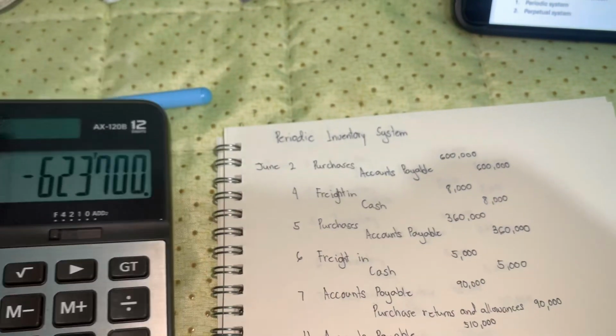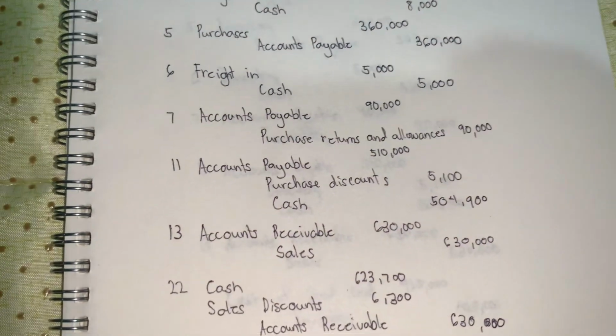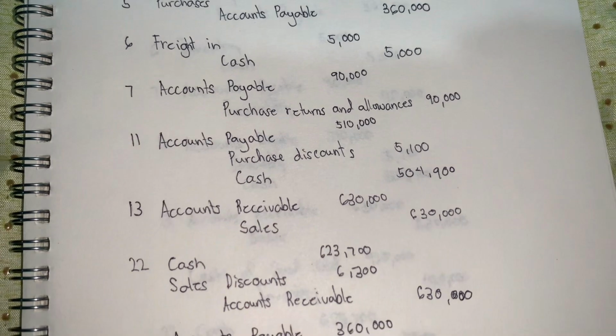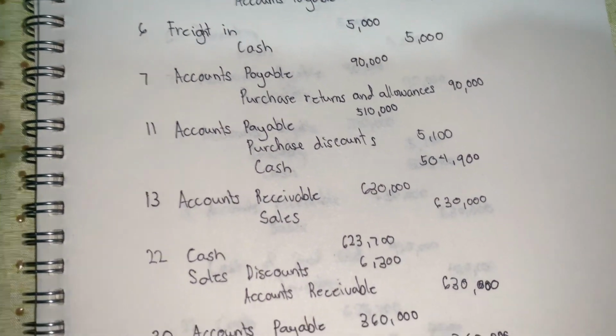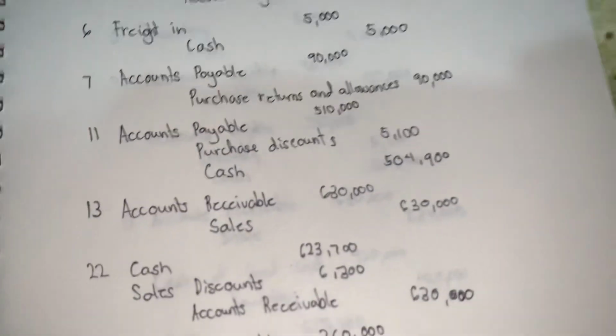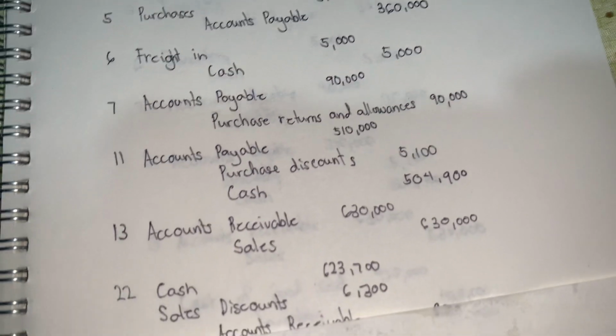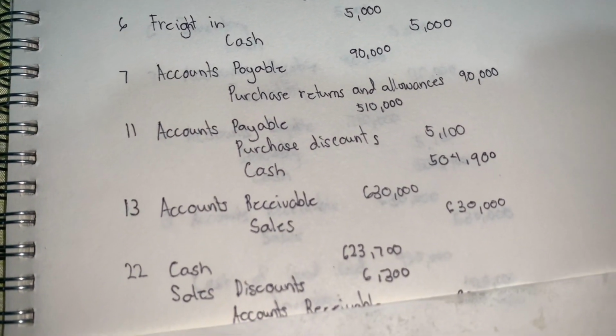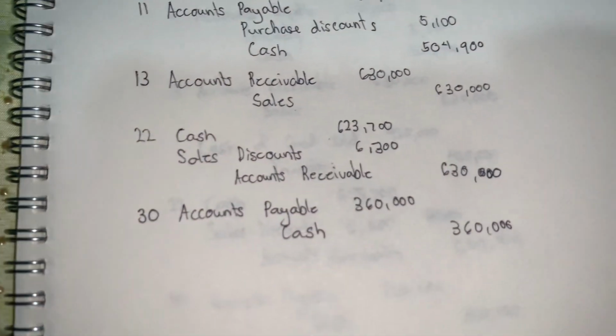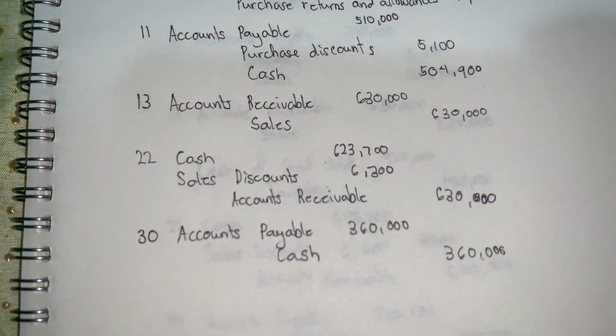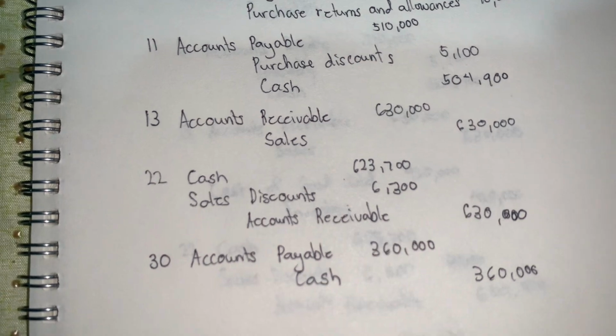So that's why we come up with 630,700. That is for our cash and accounts receivable for 630. So the last entry is on June 30. Paid for tires purchased on June 5. So here's our entry. Accounts payable 360,000 and cash 360,000.